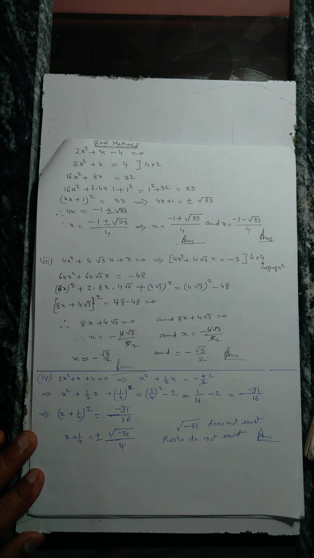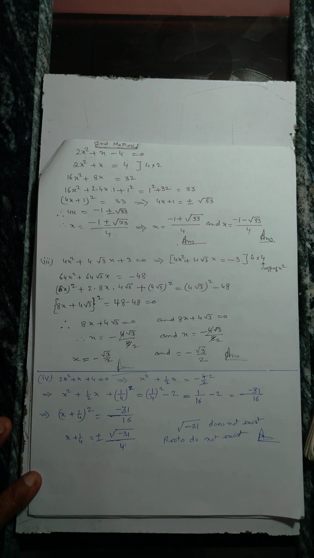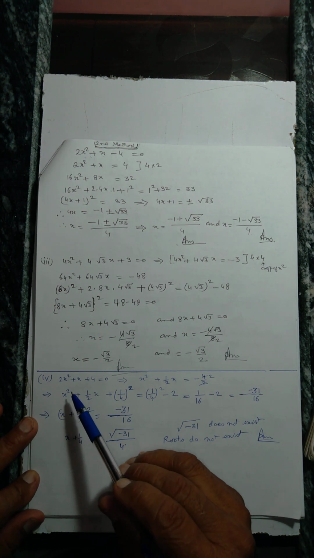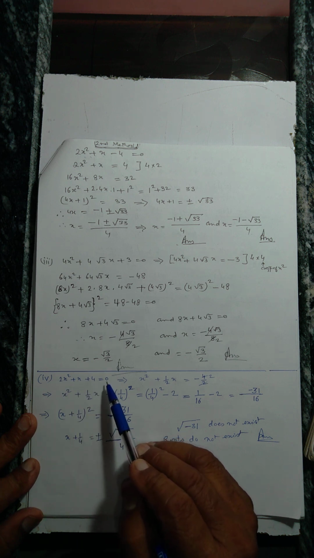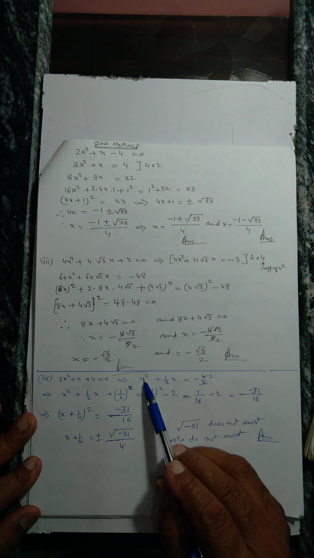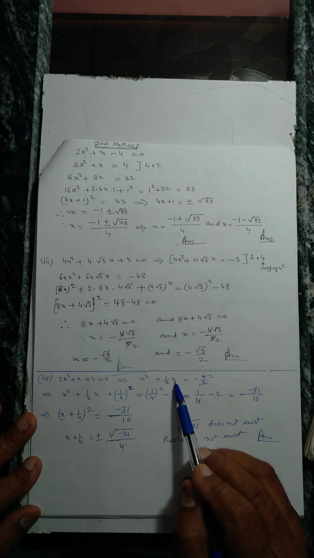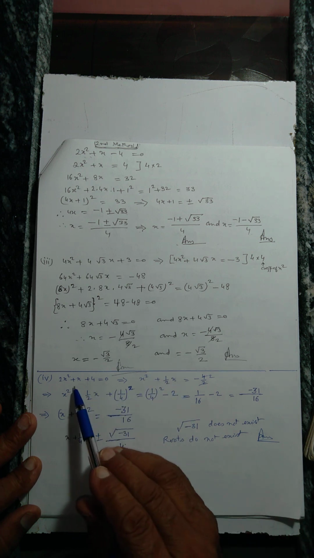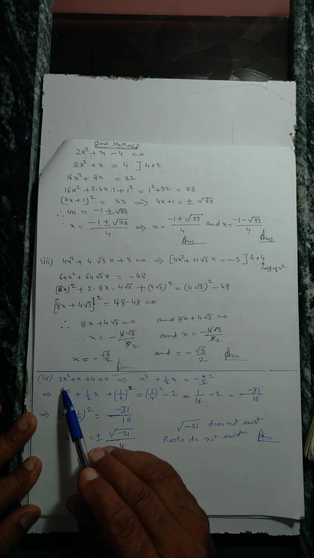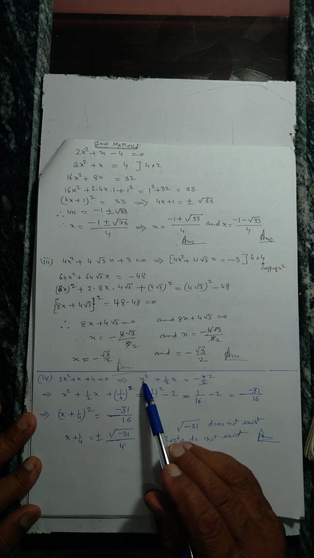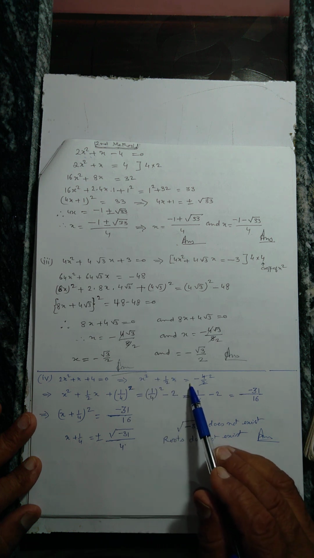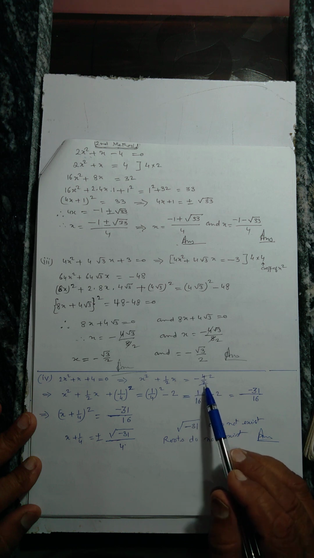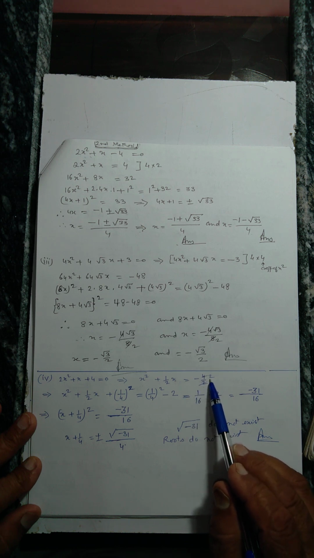Now come to the fourth part. The fourth part is 2x square plus x plus 4 equal to 0. You see, x square plus 1 by 2x, I have divided the complete quadratic equation by the coefficient of x square, that is 2. So it will become x square plus 1 upon 2x equal to minus 4 by 2. So solve it, it will become minus 2.